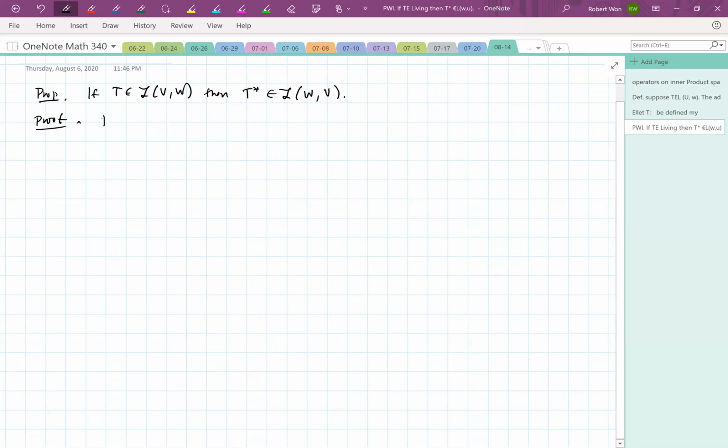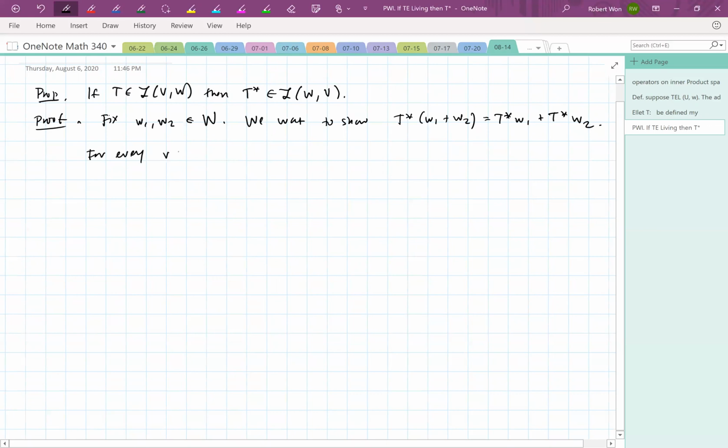Okay. So fix W1 and W2 in W. We want to show that T star of W1 plus W2 is the same thing as T star W1 plus T star W2. That's our goal. Okay, now, for every V in V, I'm going to just try to use the definition of the adjoint.